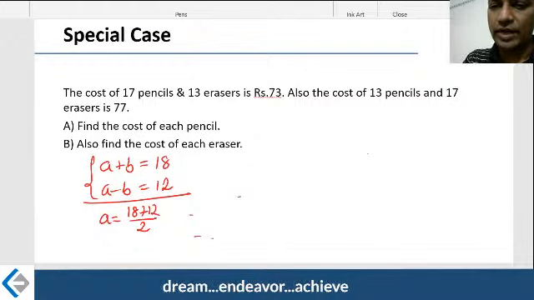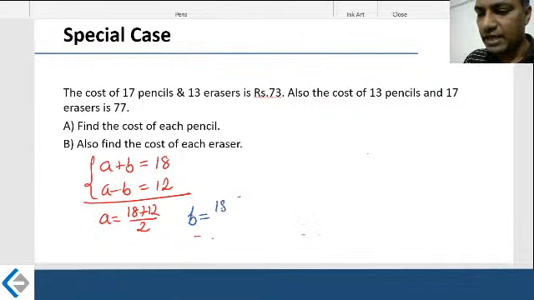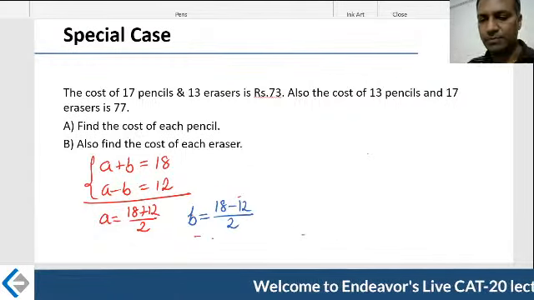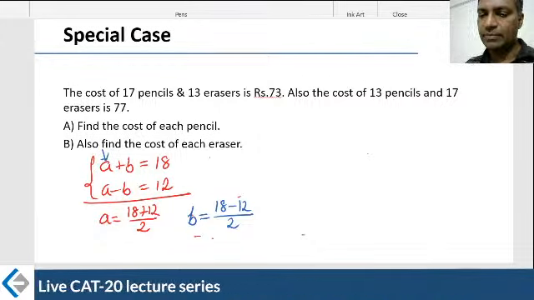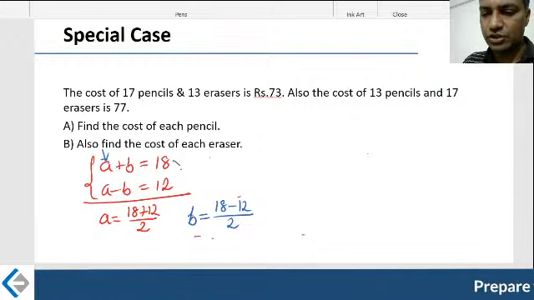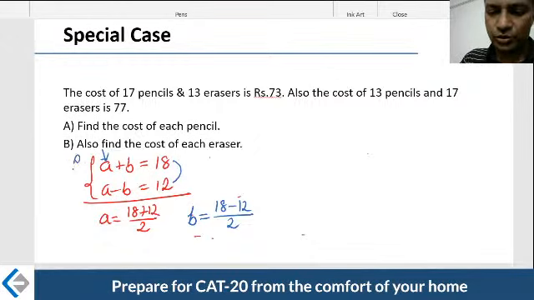What about b? How do I get the value of b from here? The value of b is: take the difference and divide by 2. If a plus b is 18 and a minus b is 12, just add them and divide by 2, and you will get the value of a. You get the first variable value. How do I get the second variable value? Take the difference, 18 minus 12, between the numbers and divide it by 2. This is a must know.